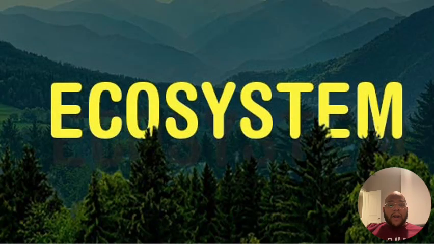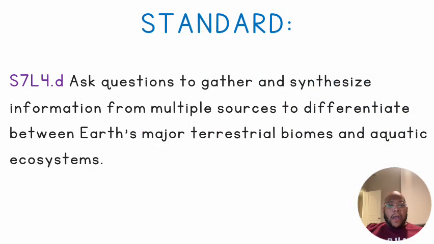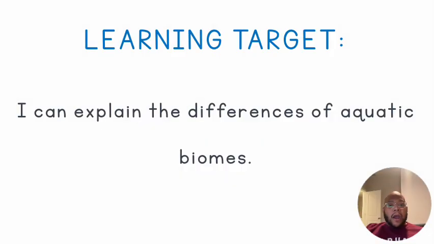So as we're looking at our ecosystem unit, our standard is S7L4D, where we ask questions to gather and synthesize information from multiple sources to differentiate between Earth's major terrestrial biomes and aquatic ecosystems. Our learning target is, I can explain the differences of aquatic biomes.